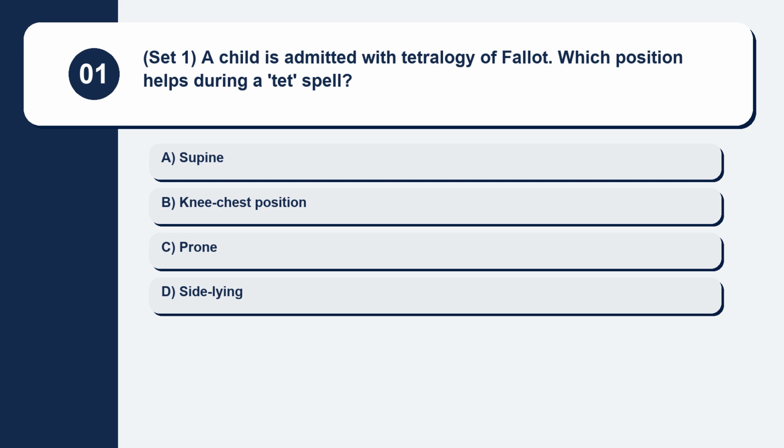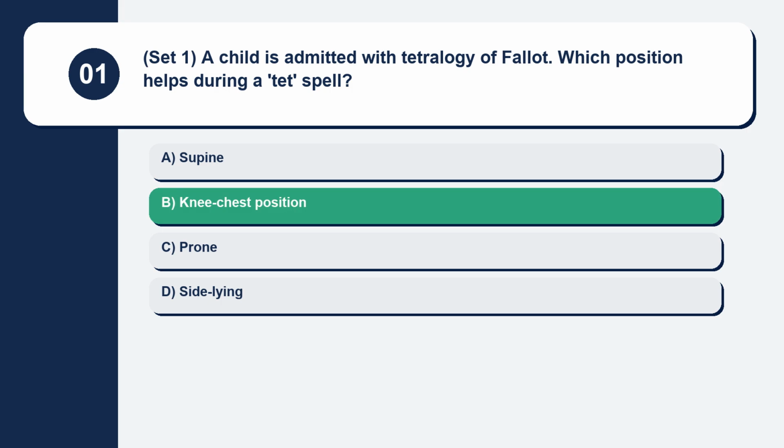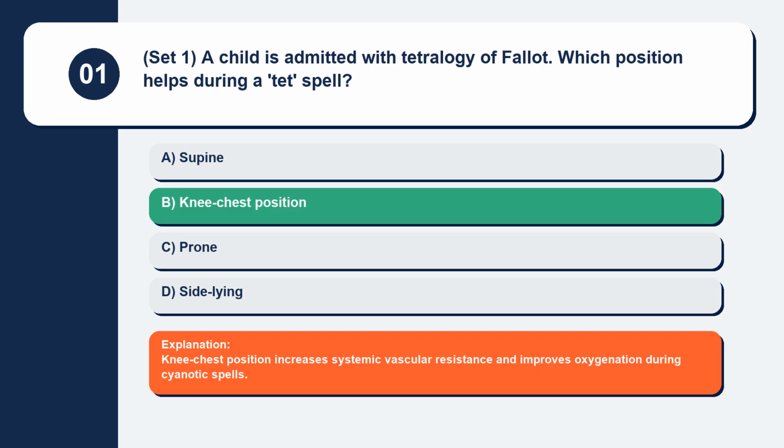Question 1. Set 1. A child is admitted with tetralogy of Fallot. Which position helps during a tet spell? Supine, knee chest position, prone, side lying. Knee chest position increases systemic vascular resistance and improves oxygenation during cyanotic spells.